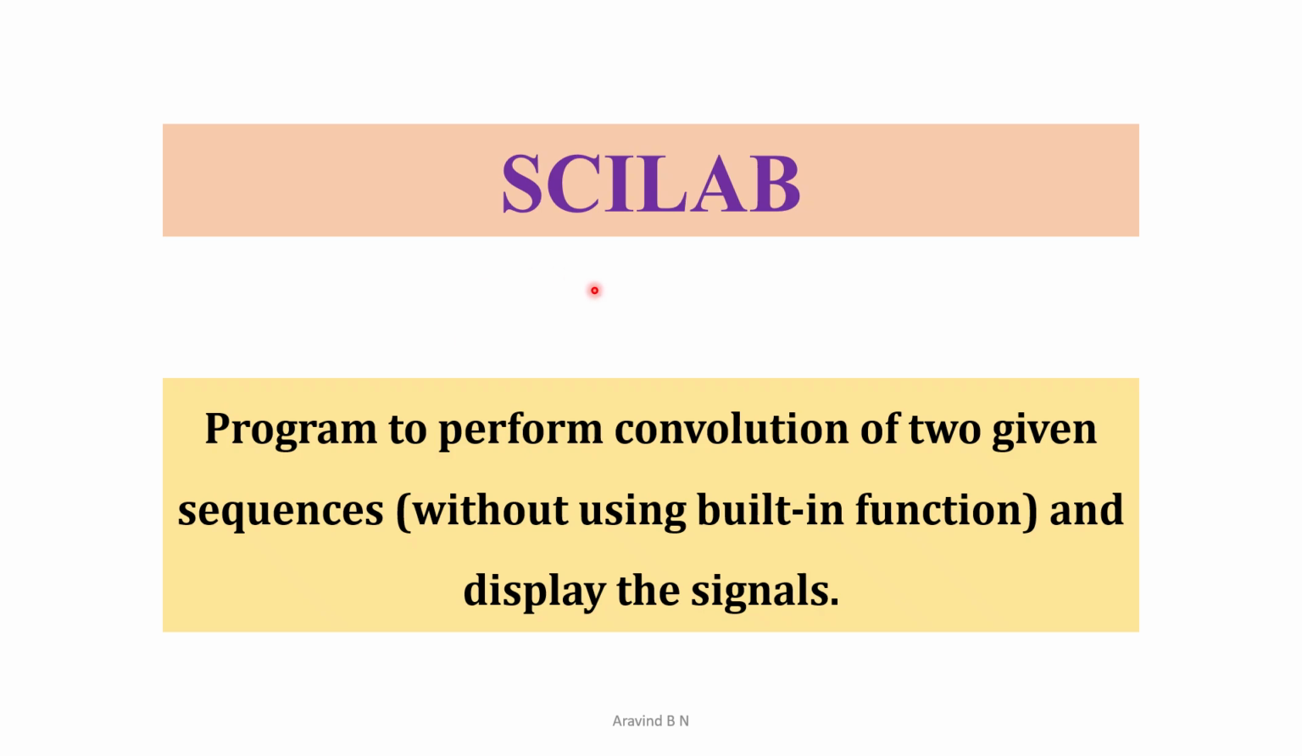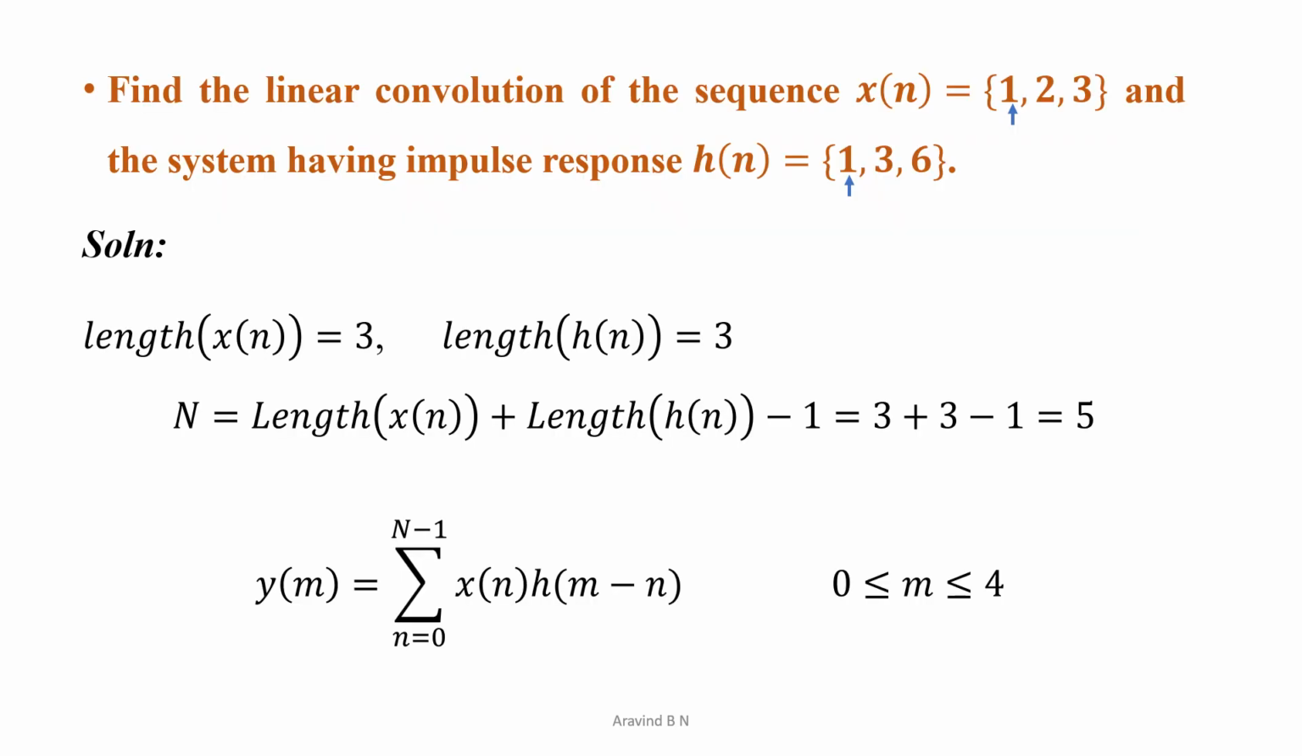In this session, we are going to understand the Scilab program to perform the convolution of two given sequences without using the built-in function and to display the values and the signal. Let us go through a problem. Find the linear convolution of the sequence x of n equals 1, 2, 3 and the system having the impulse response h of n equal to 1, 3, 6.